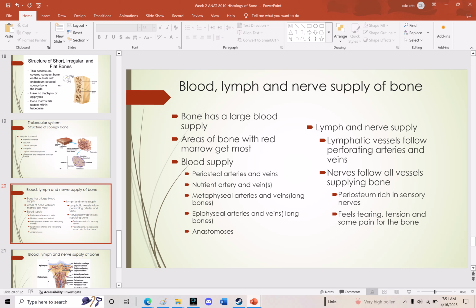So again, there's a very rich blood supply where we have these periosteal arteries that are supplying the outside of the bone, but then there's these nutrient arteries that pass inside bone as well too, and then pass through those canals. Now, we can see in there that there's this word anastomose.